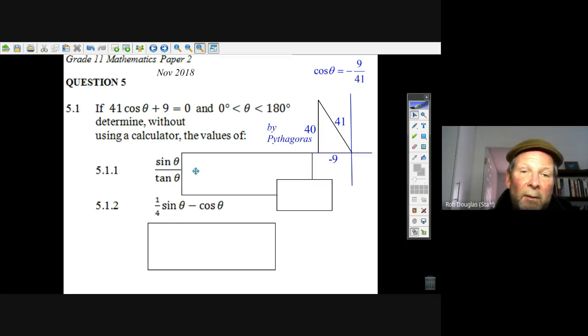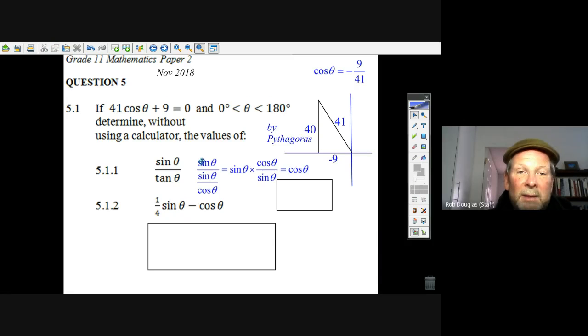But the first thing here, they say, what's sine theta over tan theta? Well, we've got to do a bit of an identity thing here. We replace tan theta with sine theta over cosine theta. And then we tip and times. When you have a fraction in the bottom of a fraction, you tip and times. These sines cancel. And this whole thing, sine theta over tan theta, is really just cosine theta. But we knew that right in the beginning. We knew that it was minus 9 over 41. So there you go. Now we know what cosine theta is. It's minus 9 over 41. So we can just substitute it in here to work this out.